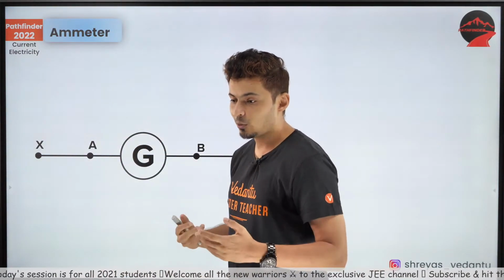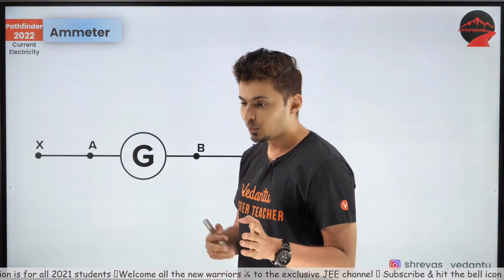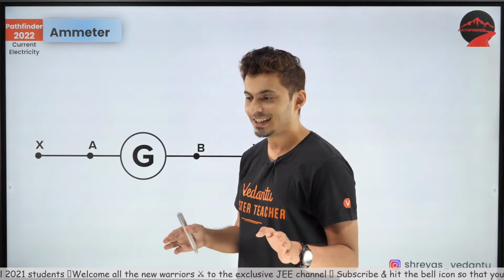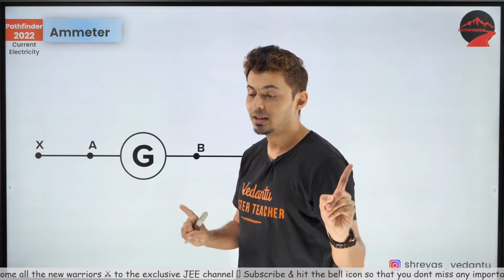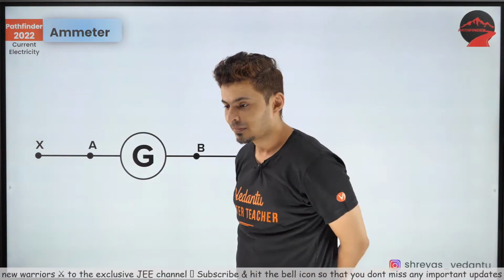Which is better, ammeter or voltmeter, Ankit? Both have different purposes. So there is nothing like which is better. Ammeter is used for measuring current, voltmeter is for voltage. So yeah, that's how it is.